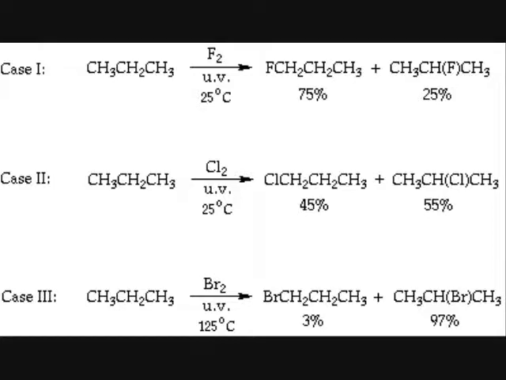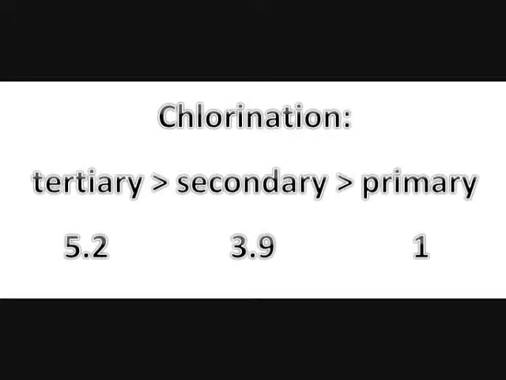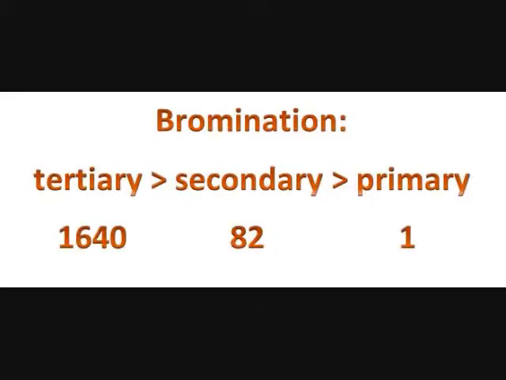The reaction occurs fastest for a tertiary carbon, followed by a secondary carbon, then a primary carbon, and finally a methyl carbon. Bromine is also more selective than chlorine, again for reasons concerning thermodynamics. The relative reaction rates for chlorination are 1 to 3.9 to 5.2 for primary, secondary, and tertiary carbons respectively. For bromination, the relative rates are 1 to 82 to 1640 for primary, secondary, and tertiary carbons respectively.